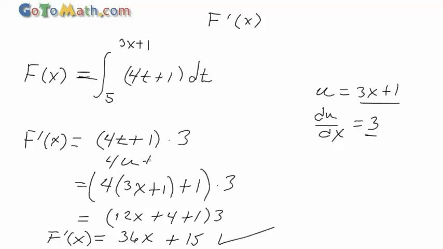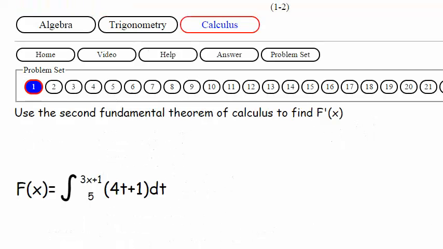So 4u plus 1, then times it by the du over dx, which is 3, and then we got to remember to get everything back in terms of x, and so we just take that and substitute that back in right here, and then simplify this thing down.